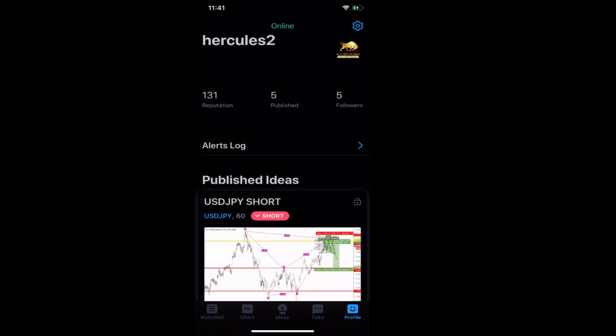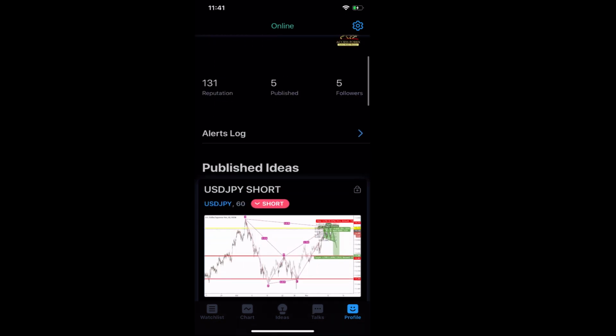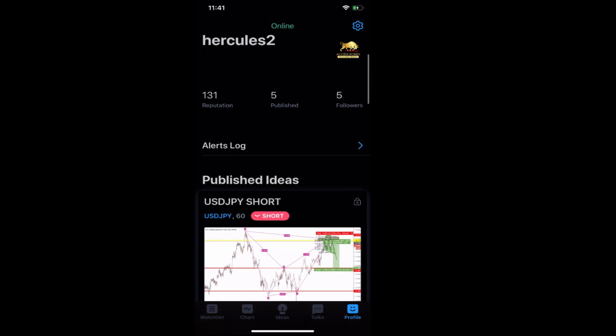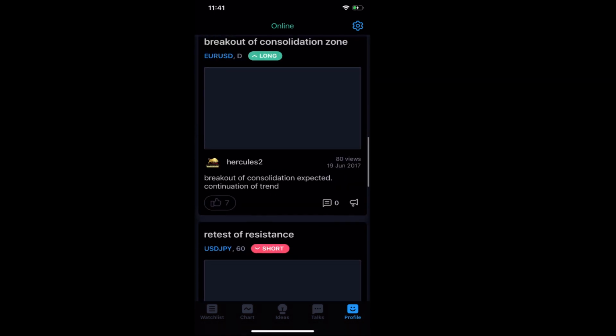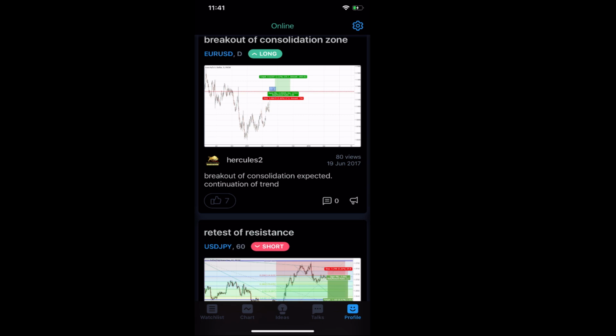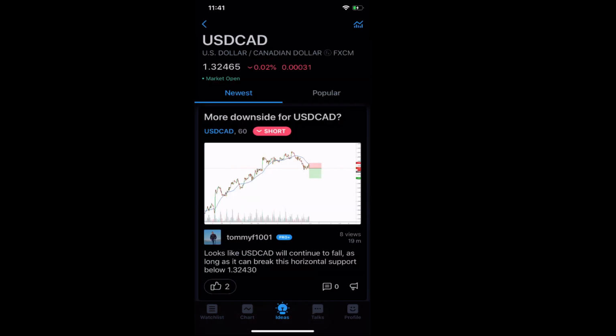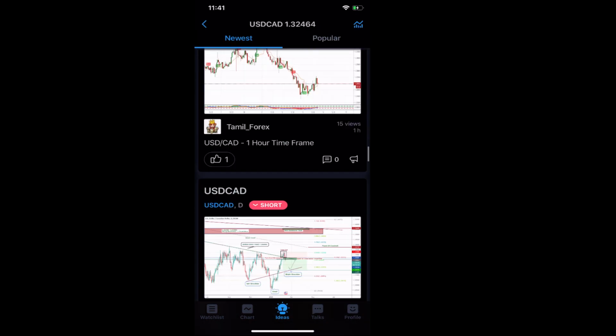I've published five ideas, right? And I've got 5 followers. I'm actually not that active on this because I don't see the point, honestly speaking. So yeah, it's a good app. It's basically an Instagram for traders. So yeah, it's a nice thing about this app.